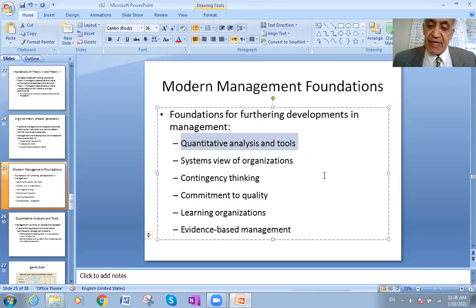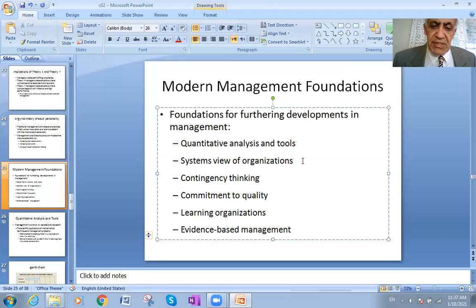Let's see the quantitative analysis and tools. It's digits, like the digital world which we are living in today, that when we make our decision not based on subjective but on quantitative, it will be a more rational decision, using math, using operations research, using all kinds of quantitative approaches to help in decision making. Especially in social sciences like management, that will be fine.